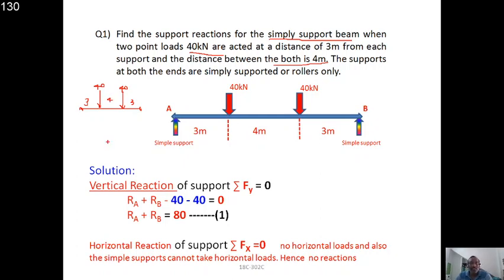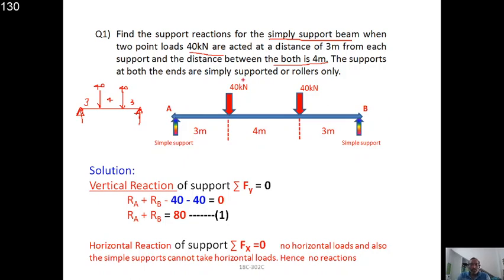Now this is the loading position. The supports at both ends are simple supports or rollers only. So he is saying that it is only a simple support. So no problem. There is no hinge, only simple support. So this is the way you have to develop your diagram, right?